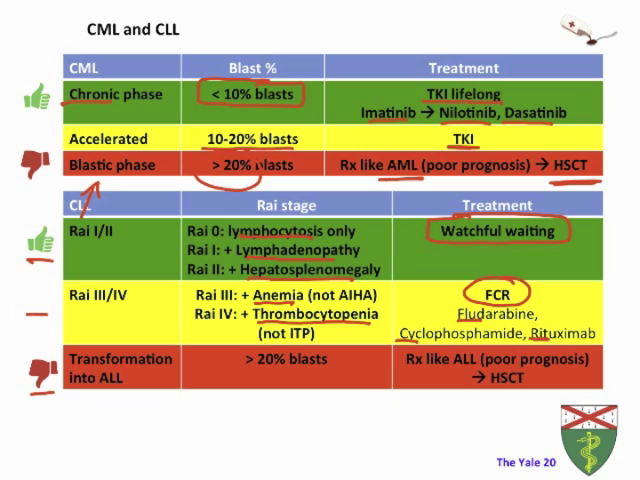Again, the very poor prognosis subtype is after it transformed into ALL. Keep in mind, 20% blasts is the definition of leukemia. Those patients get treated like ALL patients and again require a hematopoietic stem cell transplant because they're poor prognosis leukemia patients.